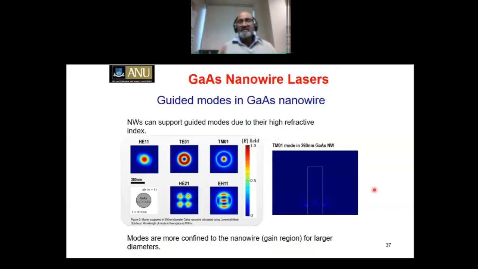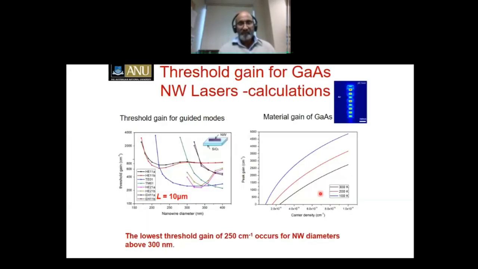Drew Saxena did some simulations. He looked at a wide variety of optical modes, the TM01 mode, the TE01 mode, the HE11 mode, and looked at how the light propagates in these nanowires. Here he's looking at the TM01 mode, which has the highest intensity of the light field at the core of the nanowire, propagating through a 260 nanometer gallium arsenide nanowire.